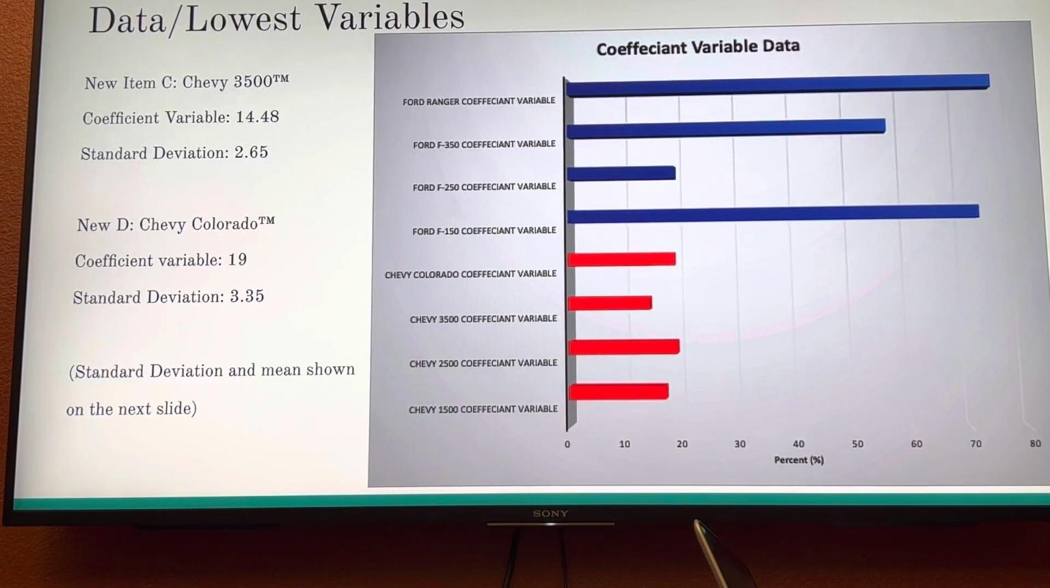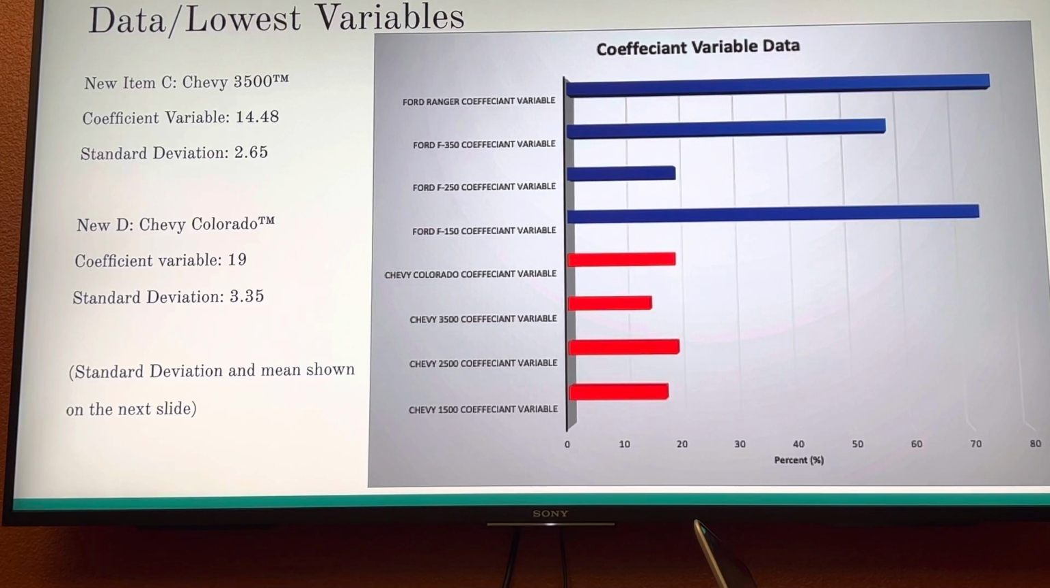All right, so here's some of our data, the lowest variables. We went with new item C, which is the Chevy 3500. As you can see, it has one of the lowest coefficients of variation, and the standard deviation is also the lowest in its class. So we really felt like that would be the best truck to represent our brand. That's because it's risk averse for our company, and we know that it's going to sell, and we don't have to take any risks on selling this truck.